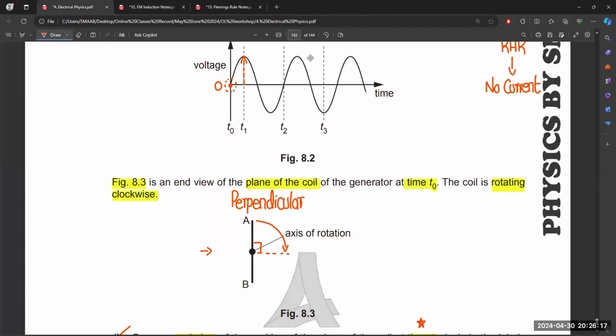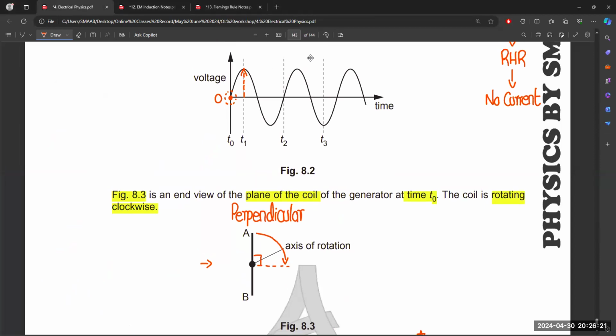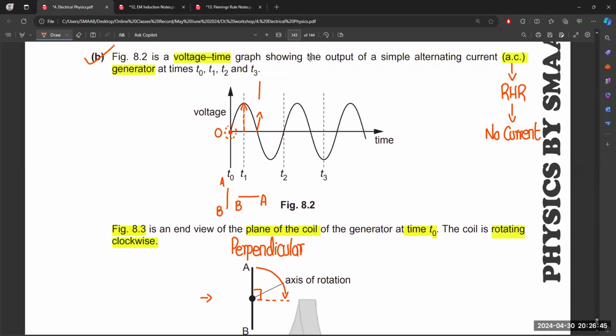In every horizontal position, you will get maximum voltage, but you have to check direction also, because we are starting from the vertical position. This is the vertical position, AB. After rotation, you will get the horizontal position like this, AB. Then again at this point, you will get the perpendicular position, but the sides will be reversed.